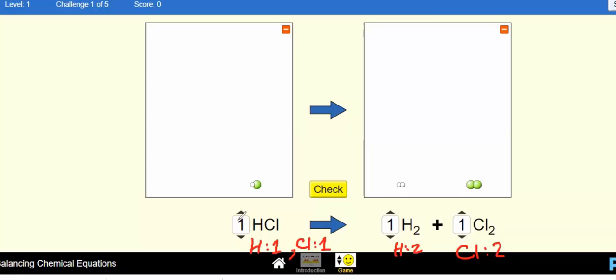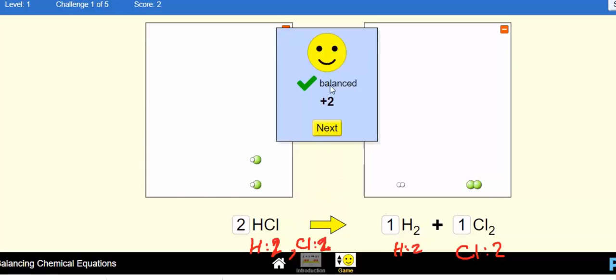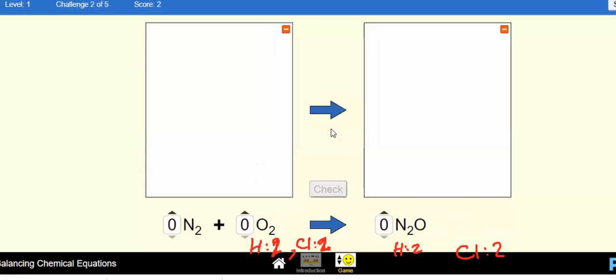So maybe the easiest way is just to place 2 here, to change the coefficient to 2. So if you do that, you can see now you have 2 hydrogens and 2 chlorine, right? The hydrogen has changed to 2, and the chlorine has changed to 2 as well. So now it's 2 here, and here's 2. So the equation should be balanced. So you can now click check, and you can see it tells you that you got 2 points, it's balanced, and so on. So you can click next and go to the second one, and so on.